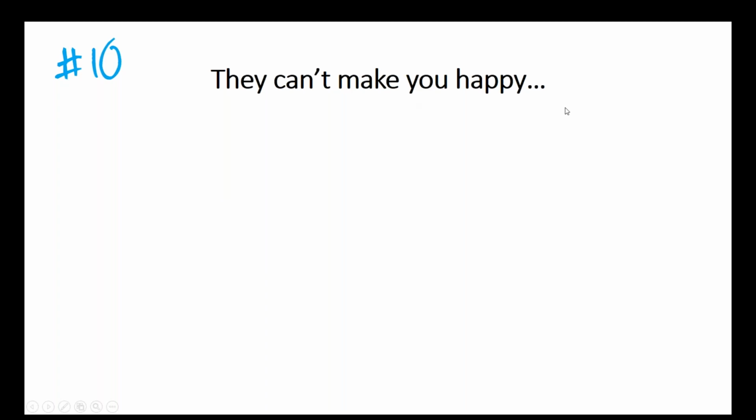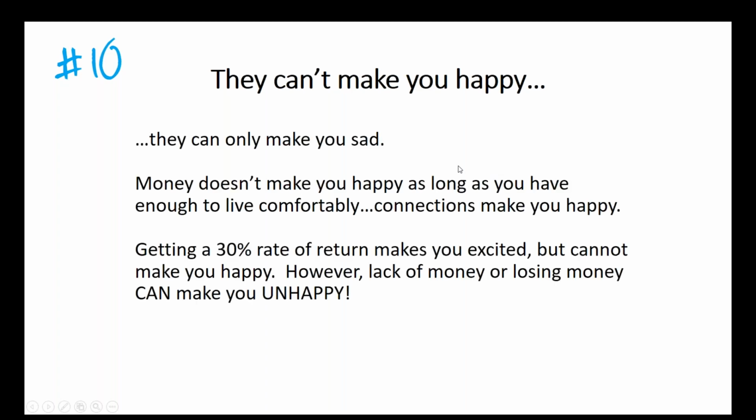Number 10, they can't make you happy, but they can certainly make you unhappy. Money doesn't make anybody happy as long as you have enough money to live comfortably. Connections make you happy. They found over and over, does money make you happy, guys? No. The number of connections you have with family, friends, organizations, that's what makes you happy. Getting a 30% rate of return makes you excited, but it cannot make you happy. Guys, if you get somebody a 30% rate of return, what do they say?